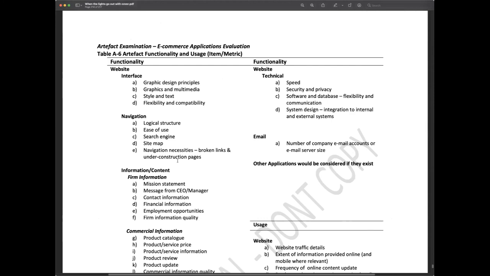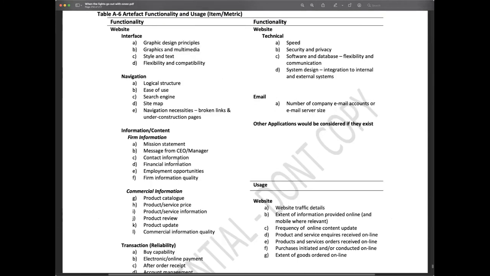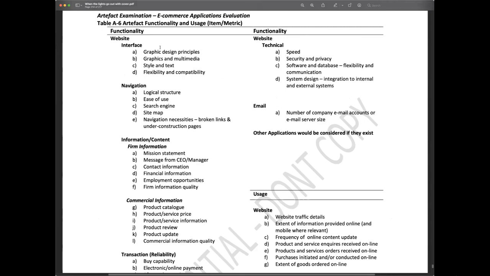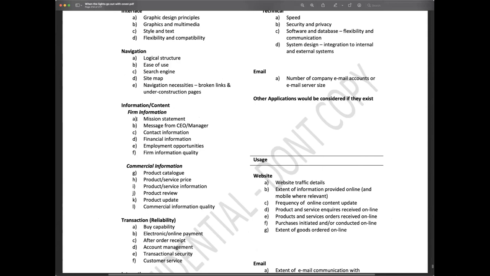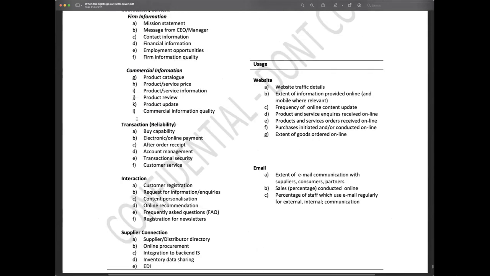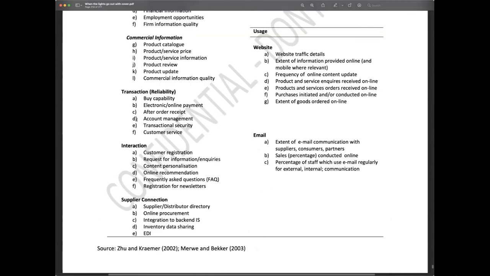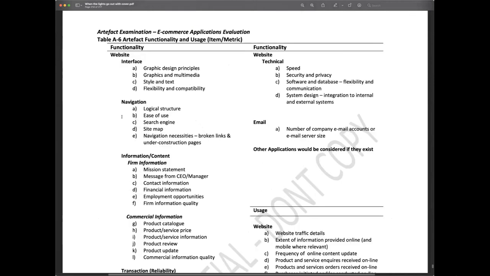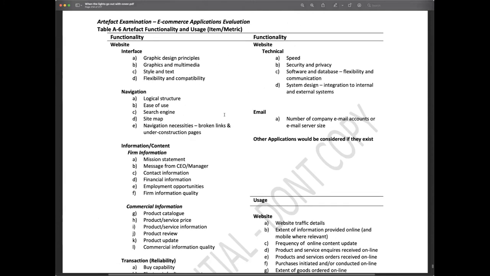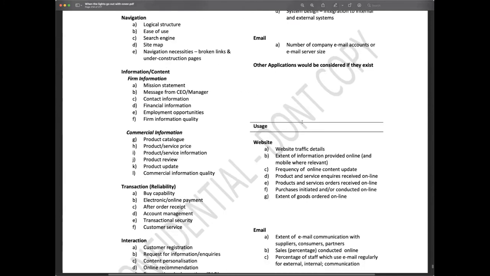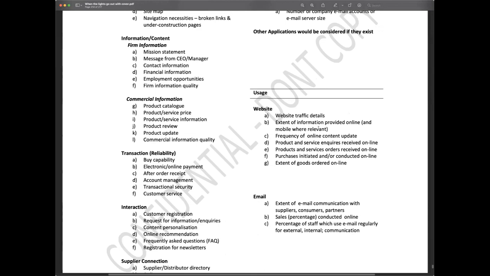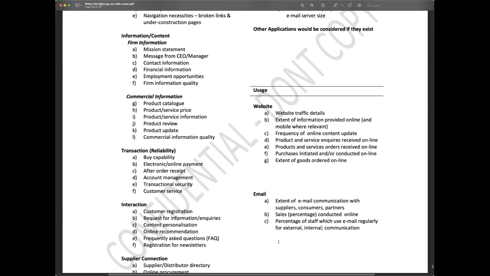Then artifact examination, which is also a qualitative approach. We can look at the functionality of the artifacts and then their usage. Functionality: website, the interface, all the different types of things you see, the information and content, the firm profile, and all those kinds of transactional abilities that you have on the page. So that will help them. Then after that, how do you measure usage? Website traffic details, external information provided online, email, and so on.